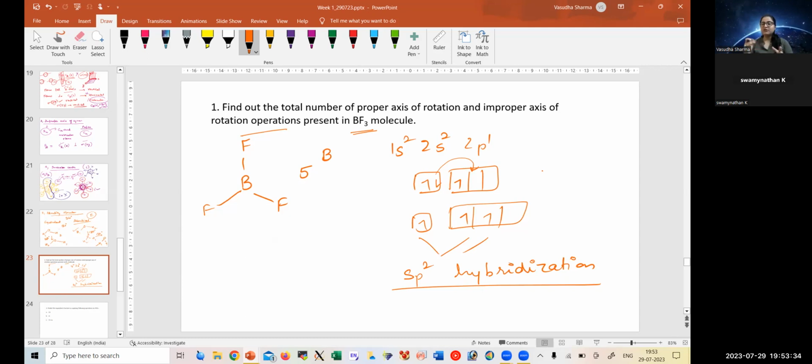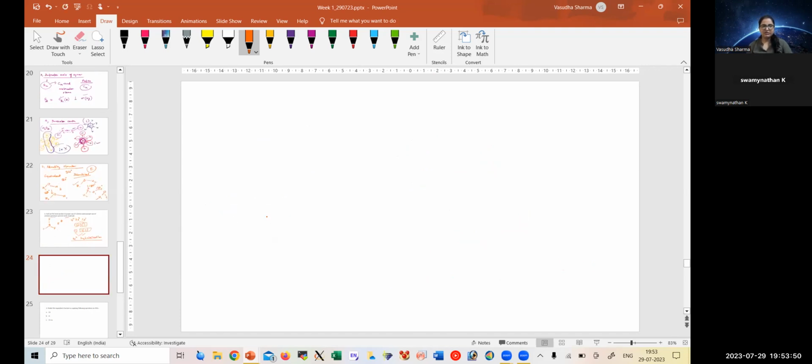So this is how we get to know that sp2 is going to give you a trigonal planar shape, because there is no lone pair of electrons. So it can form only 3 bonds: the first fluorine, the other fluorine and the third fluorine. We can define it as boron, one fluorine F1, the other one F2, and F3. Now we need to find out what CN axis is there, and how many operations are there.